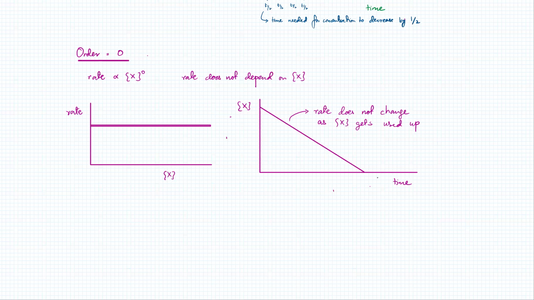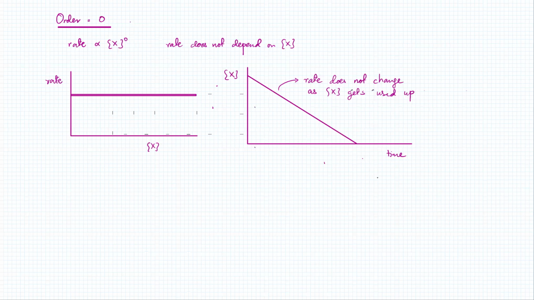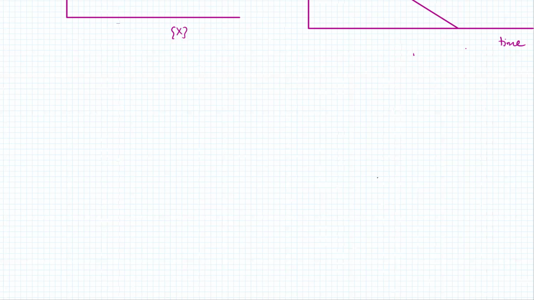Okay, so that's your zero order relationship. Your rate remains completely unchanged, unaffected. And then you have an order two relationship.